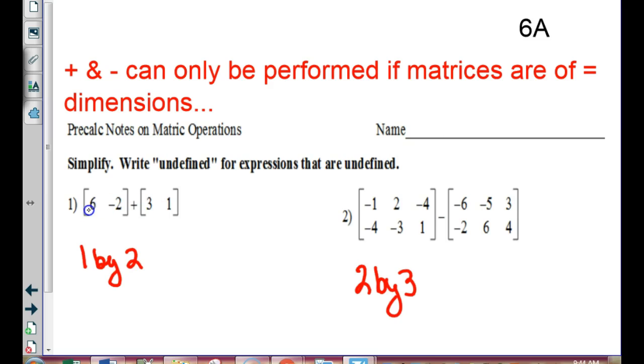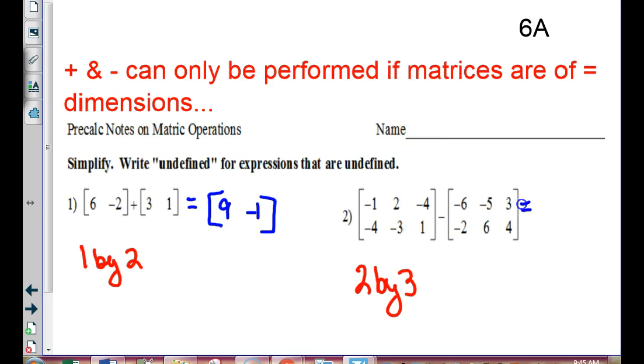It's like, guys, you have $6, your sister has -2. The following week, you make 3 and your sister makes 1. Now how much do you have altogether, each of you? 6 plus 3 is 9. -2 plus 1 is -1. Do you see how easy this is? Adding matrices you can handle.